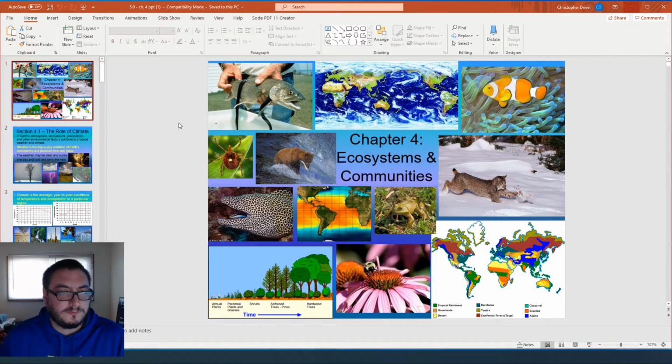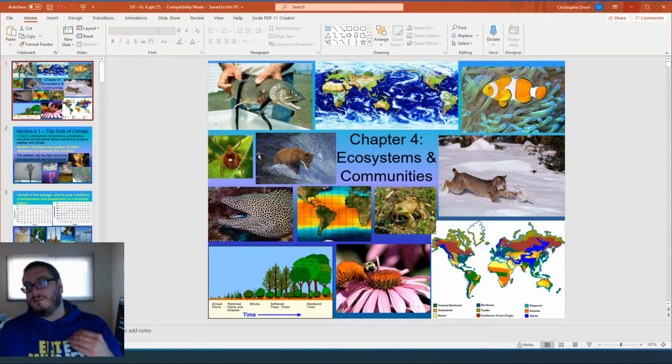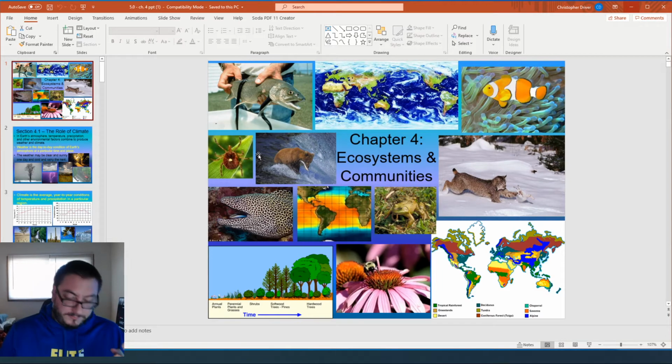So today's notes, we're getting into chapter 4. Last week was chapter 3. This is about ecosystems and communities. So it looks at these things a little bit closer. We've already talked about food webs. We've talked about abiotic and biotic factors. We'll talk about that a little bit more this week. But we're just going to be looking at some of this stuff in a little bit more detail.